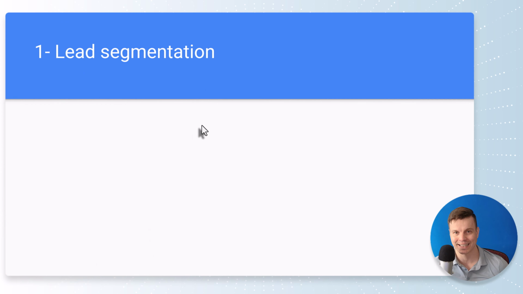Lesson number 1, lead segmentation. So let's take a simple example. Let's say you give loans, maybe car loans, right? So you're a financial institution, people apply online to get car loans. People fill out a form, and then in the back end, obviously there's some due diligence, but you grade those leads, right? So not all leads are created equal.